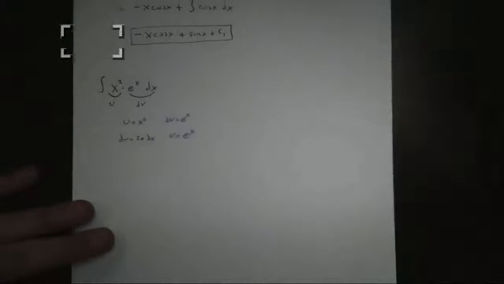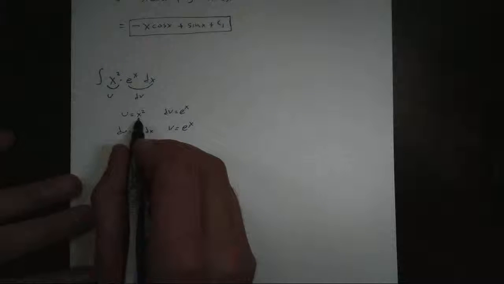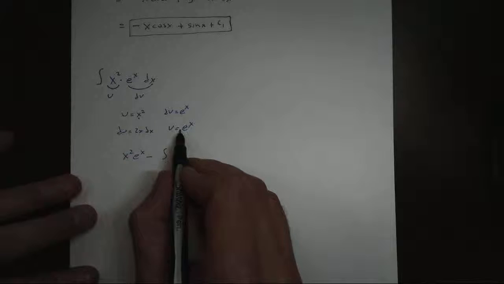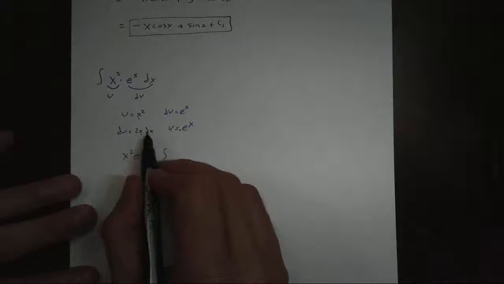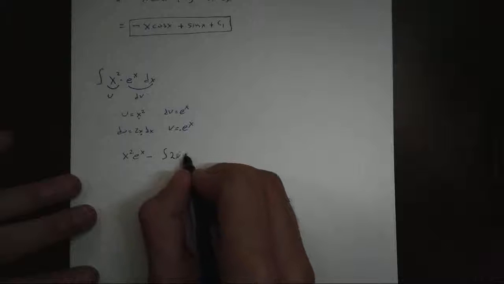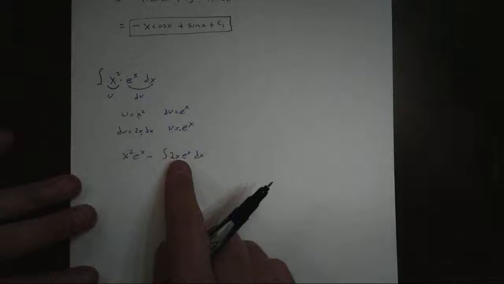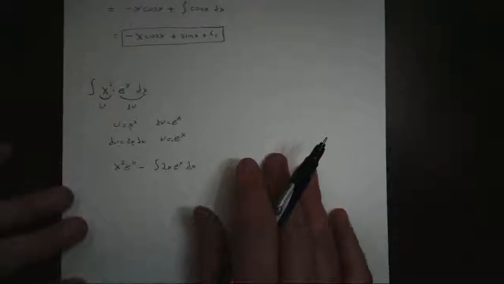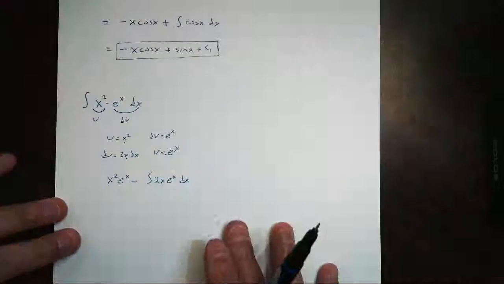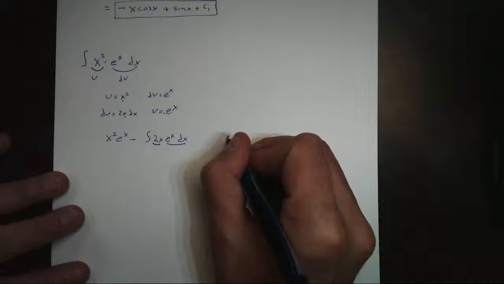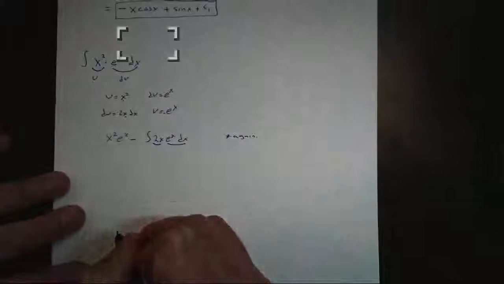But watch what happens this time when we plug it in. I'm going to get u times v, so I get x squared e to the x minus the antiderivative of v times du. And I'm going to manipulate this a little bit. I get 2x e to the x dx. Now, notice the difference. Here versus up here, cosine of x just became sine. But here, I have another integration by parts. So I have to do the same process again.